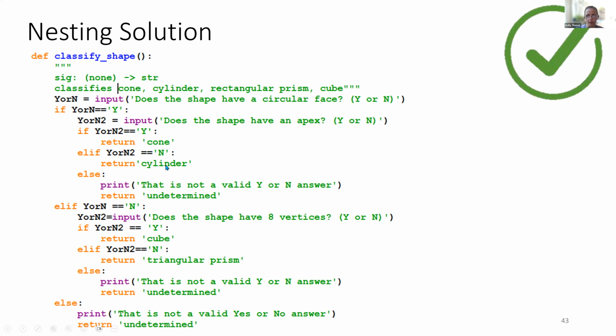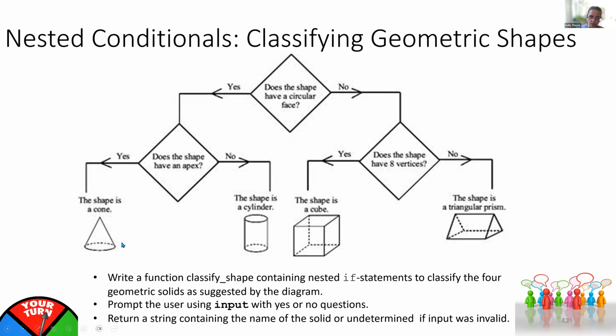Suppose your user typed something else. So here we are dealing with dummy proofing, right? Else is great for helping out with dummy proofing your code. That's not a valid y or n answer is what gets printed, and it will return undetermined. So here we've handled all the cases on the left-hand side. We've handled if they say yes, whether or not it has an apex. If it does, then it's the cone. If it does not, it will be the cylinder. And then if they type something else, it means it's not one of these blocks.